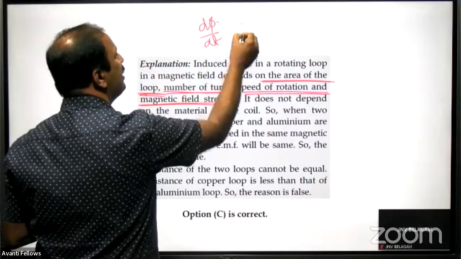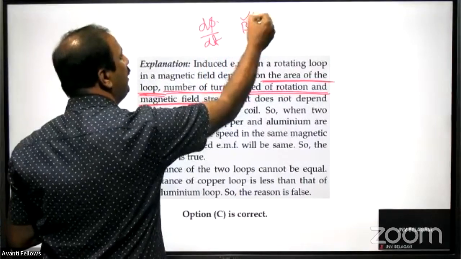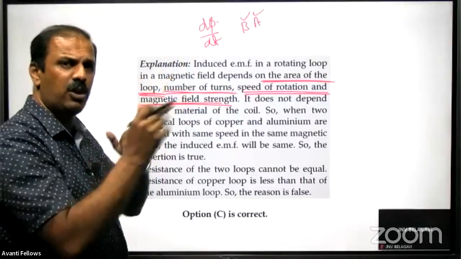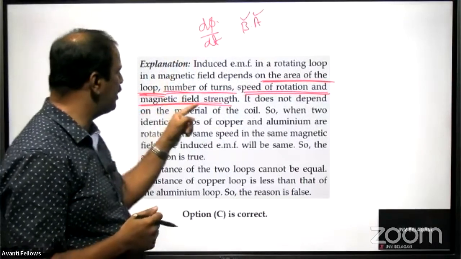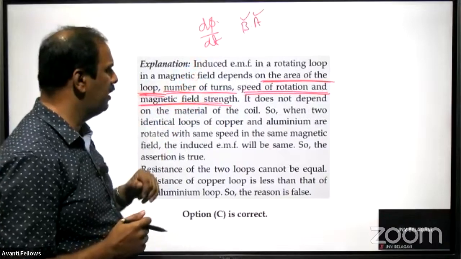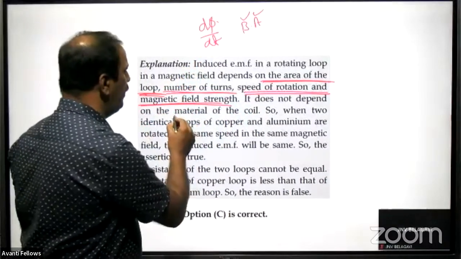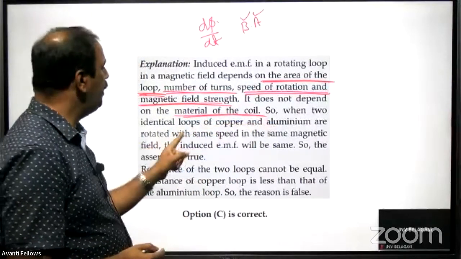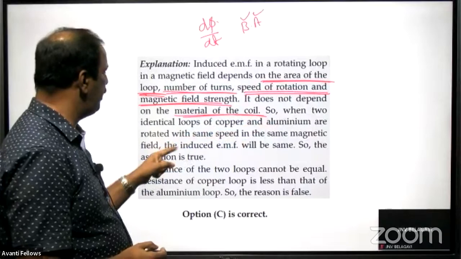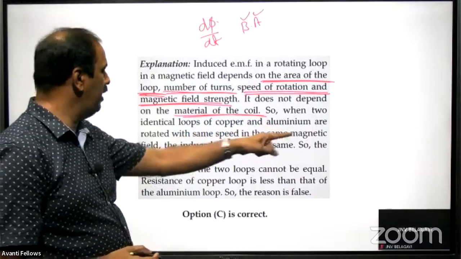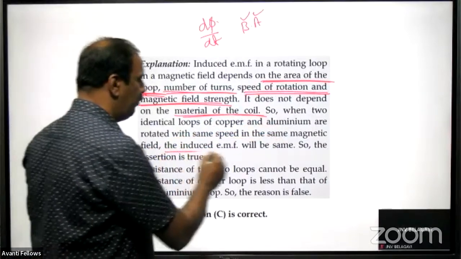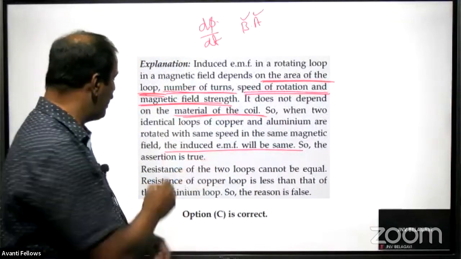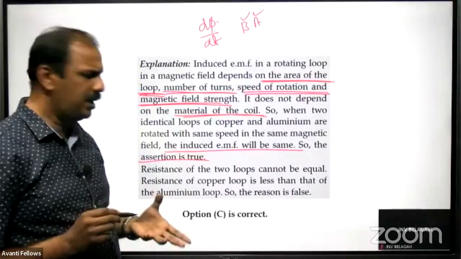In phi, it is B dot A. So in that, magnetic field and area come. And d by dt talks about the speed of the rotation, so that also is coming. And the magnetic field we already discussed. It does not depend on the material. Just now we discussed: when two identical loops of copper and aluminium are rotated with the same speed in the same magnetic field, the induced EMF will be the same. That's correct. The assertion is true. That's what we discussed just now.